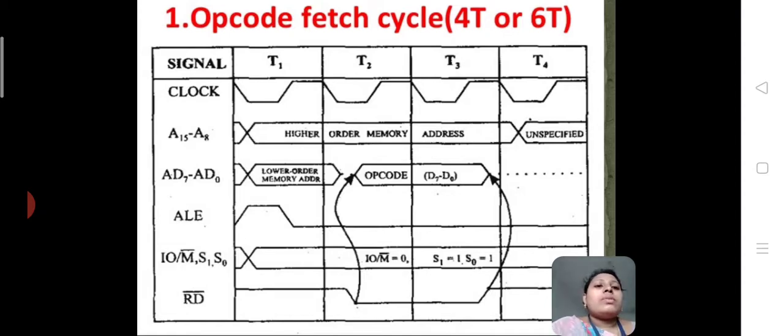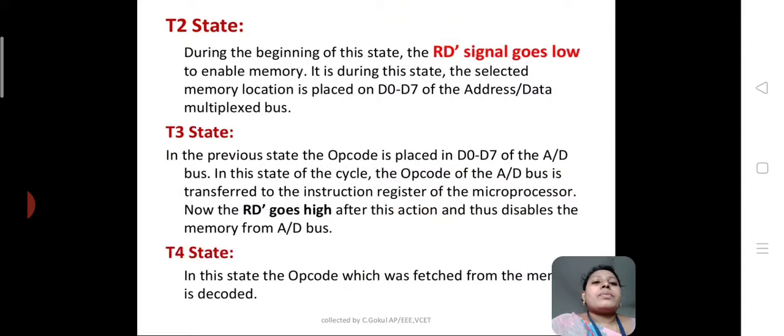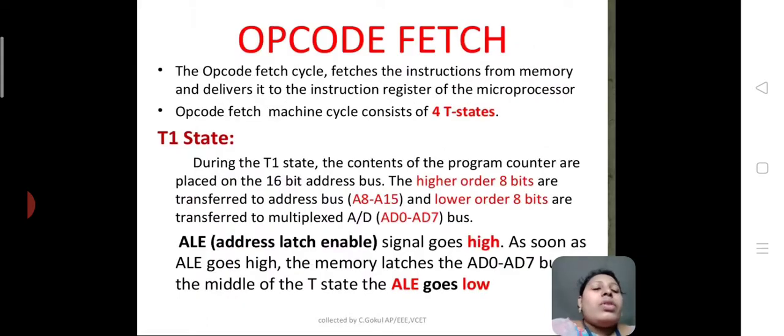Everything is equal across the diagrams, but there is a change only in IO/M bar, S1 and S0, and read bar. The remaining signals, clock, A8 to A15, AD0 to AD7 and ALE, remain the same, but the opcode fetch clock contains 4 T states. For memory read and memory write, the remaining cycles contain 3 T states. Now I will read through each T state.